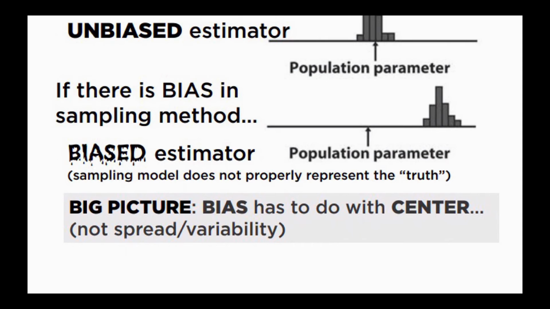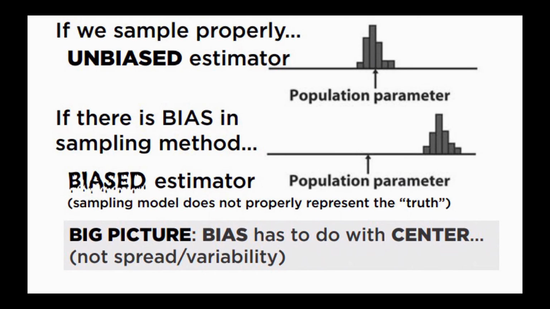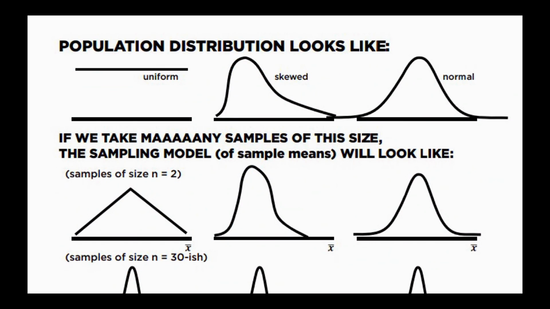So bias has to do with center. That's where we want. We want the center of our sampling distribution to match what actually is the true answer. All right, last slide.